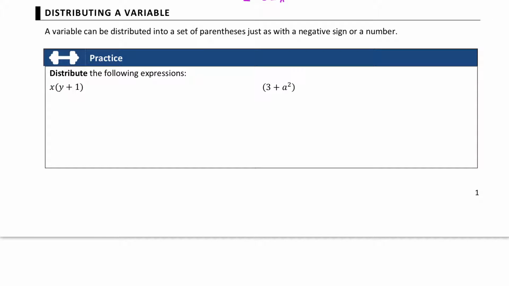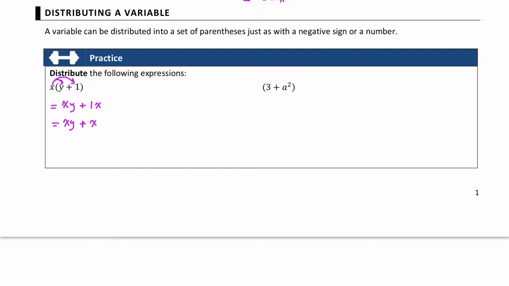So what I will do is multiply the x by y and x by 1, and I will end up getting x times y, which is just xy, plus x times 1, which is 1 times x, and 1 times any number is just equal to itself, or x. I cannot simplify xy any further, so I get xy plus x as my final answer.